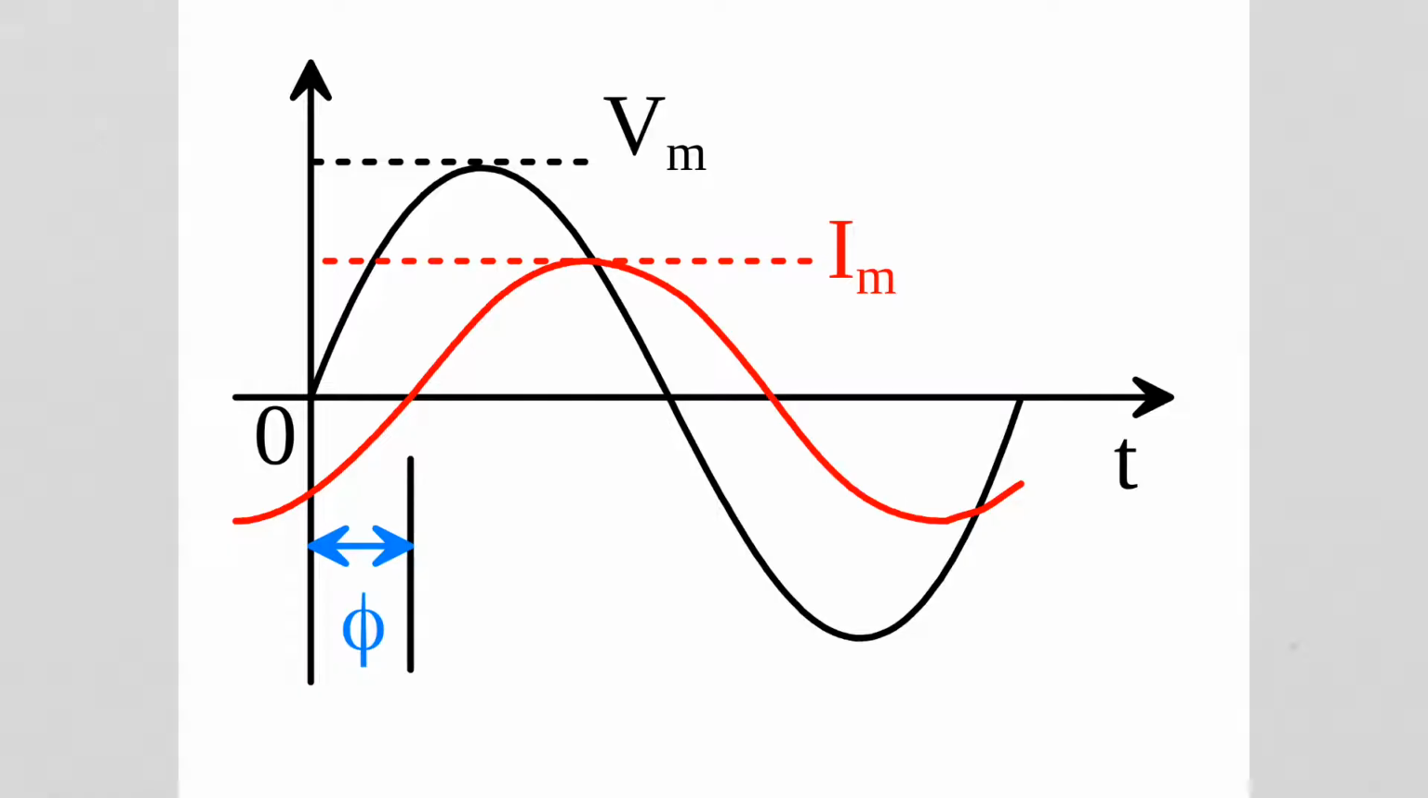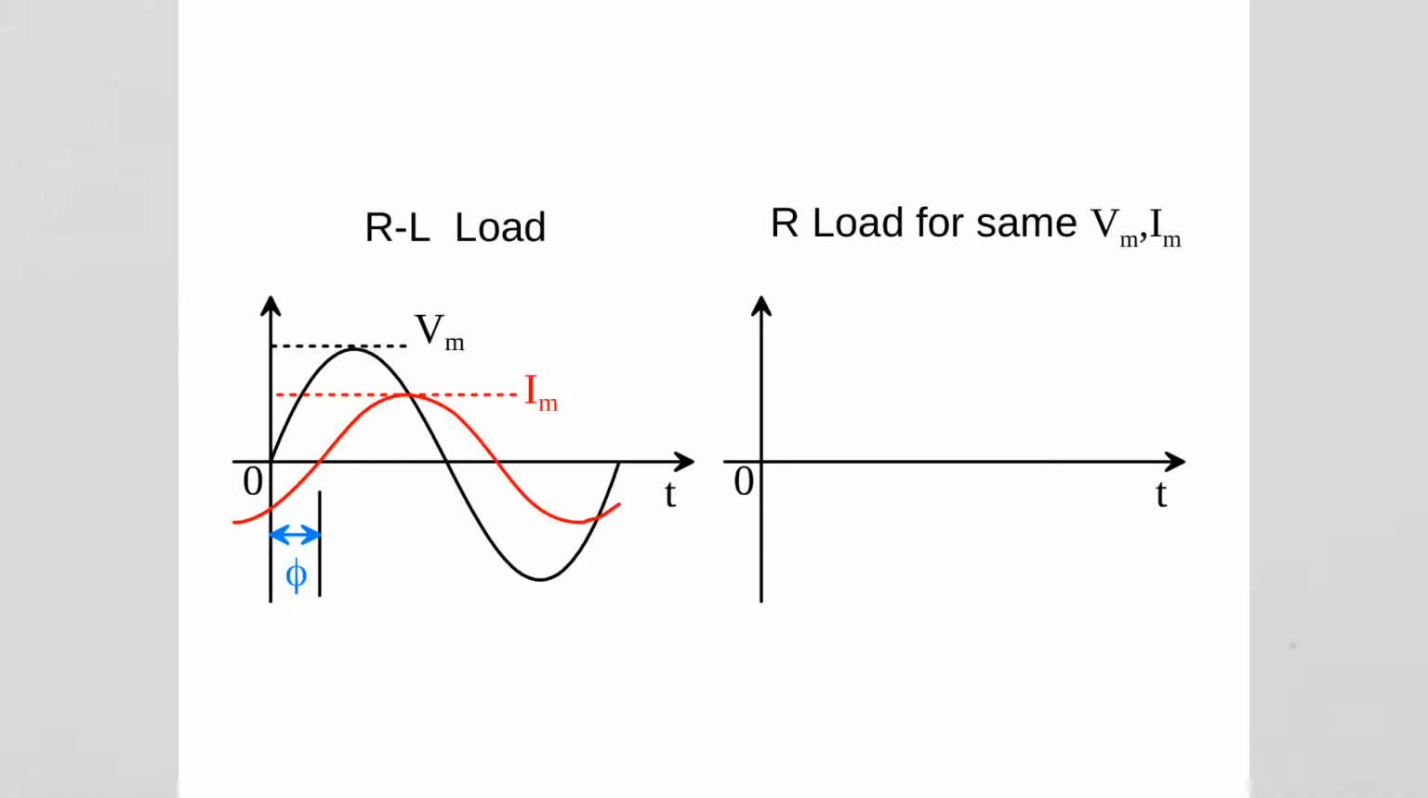So the voltage wave shape will have the equation Vm sin omega t. The current wave shape will be having Im sin(omega t minus phi). So now let's say this is the unknown load and you have measured something like this on the oscilloscope.